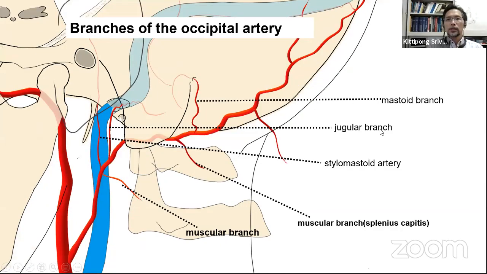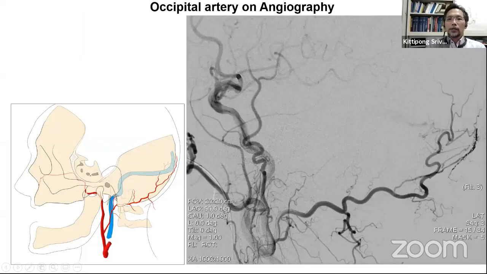There's the mastoid, the jugular branch, stylomastoid artery, and the maxillary branch. There are a lot more branches with names, but these are probably the names that interventionists need to be able to recognize and know where the dangers are. Okay, so in angio, no big deal. You see something like this, segment 1, 2, 3.